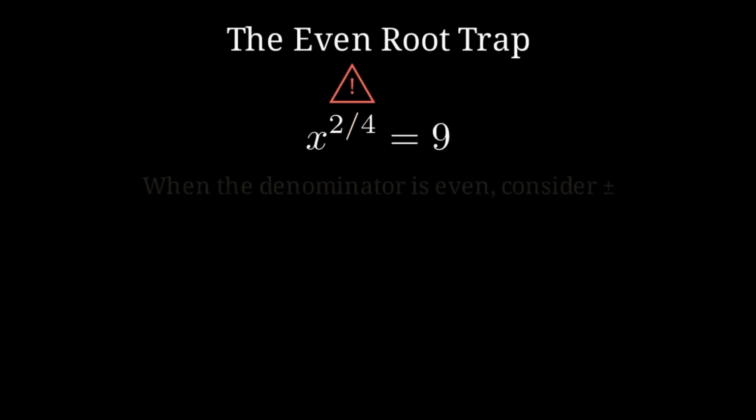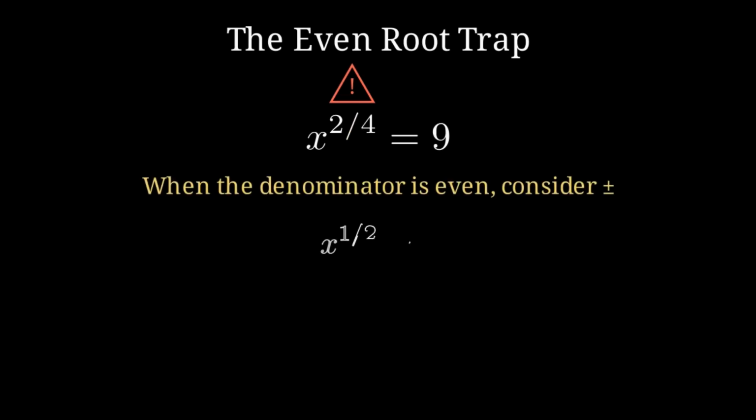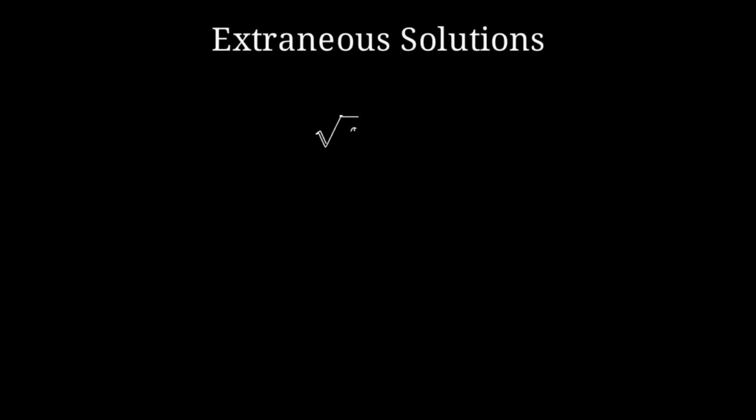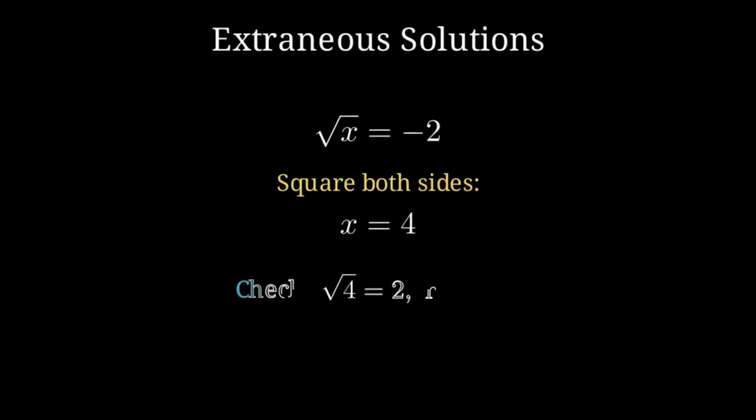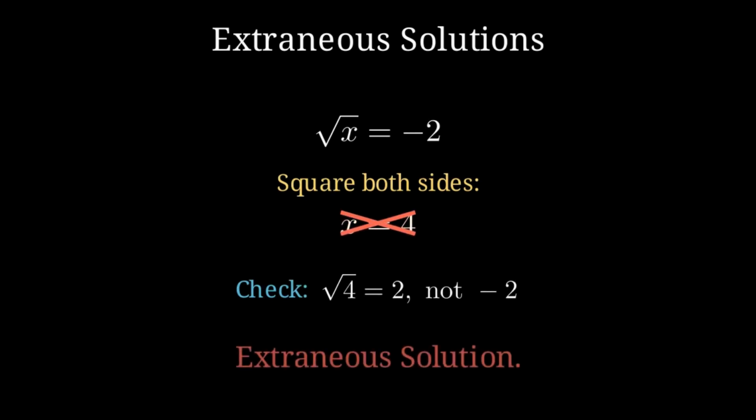Be careful when dealing with even roots. Just like x squared equals 9 has 2 solutions, equations involving even roots may require you to consider both positive and negative roots, depending on the domain of the function. Sometimes, the math produces a fake answer called an extraneous solution. Since a principal square root cannot be negative, x equals 4 is not a valid solution here. Always verify your results by substituting them back into the original problem.